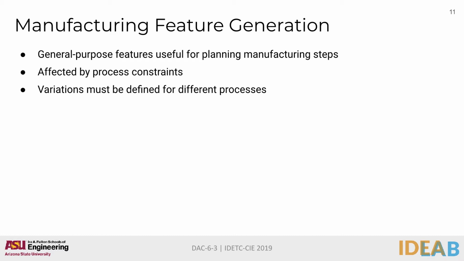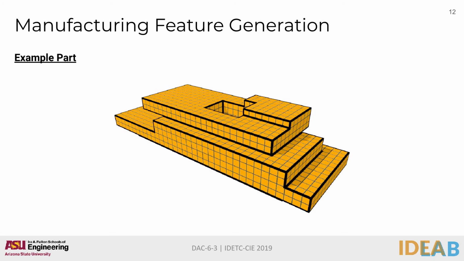Using these operations, we can define features helpful for planning manufacturing processes. These features are affected by process constraints, such as the ability of a process to control cutting depth, the tool head size, or the length, curve, or orientation of the tool head. As such, variations must be defined for different processes. To illustrate these features, I will be using this example part. This part illustrates a center cavity and overhangs. I will be assuming that material removal or deposition occurs in the vertical axis.